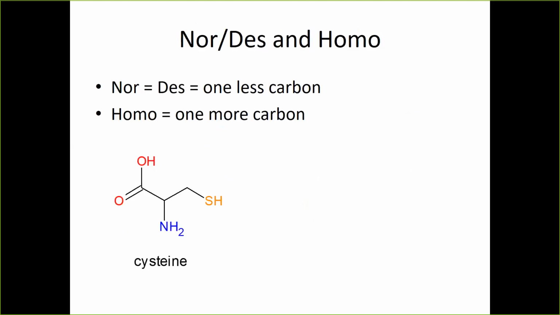So here's an example. This is the amino acid cysteine. And so you may have heard of this compound, which is similar to cysteine, except there's one more CH2 here compared to cysteine, and this is therefore called homocysteine. And homocysteine is known, if you have elevated levels of this, to be associated with cardiovascular disease and coronary artery disease.